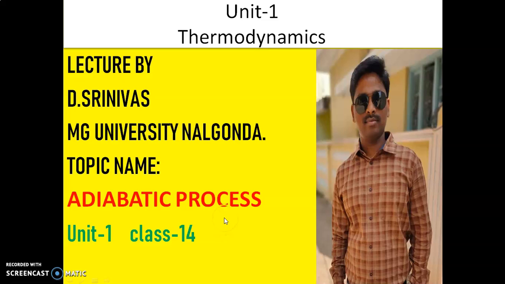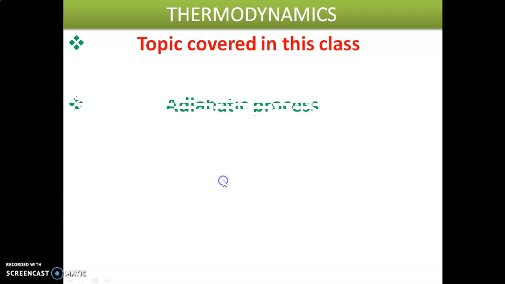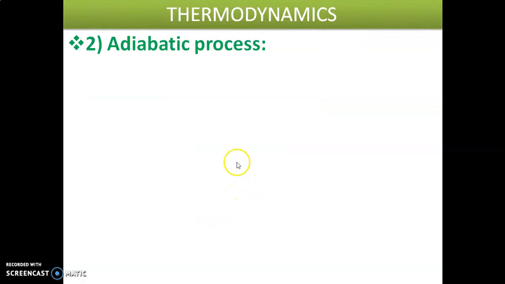In this class we are going to cover this topic, that is the adiabatic process, PV to the power of gamma is equal to constant. So first we should know about the adiabatic process. How can we define the adiabatic process? The thermodynamic process in which there is no heat transfer involved is called an adiabatic process.